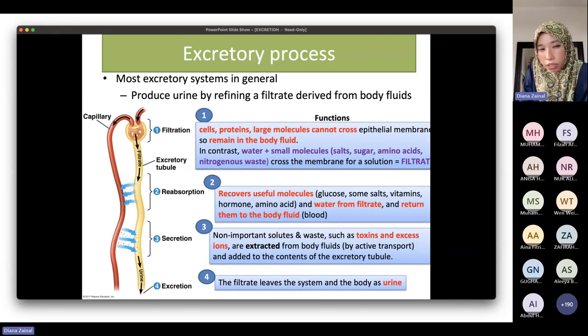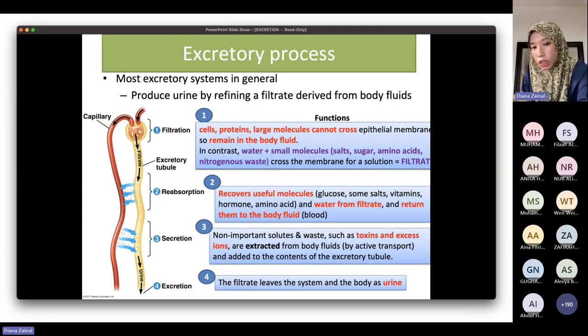Okay, this is the afferent, which is your blood entering the Bowman capsule. Over here there will be filtration happening. I'm going to talk about it in more detail later. The larger components cannot diffuse out because the lumen is too small for them to diffuse out.